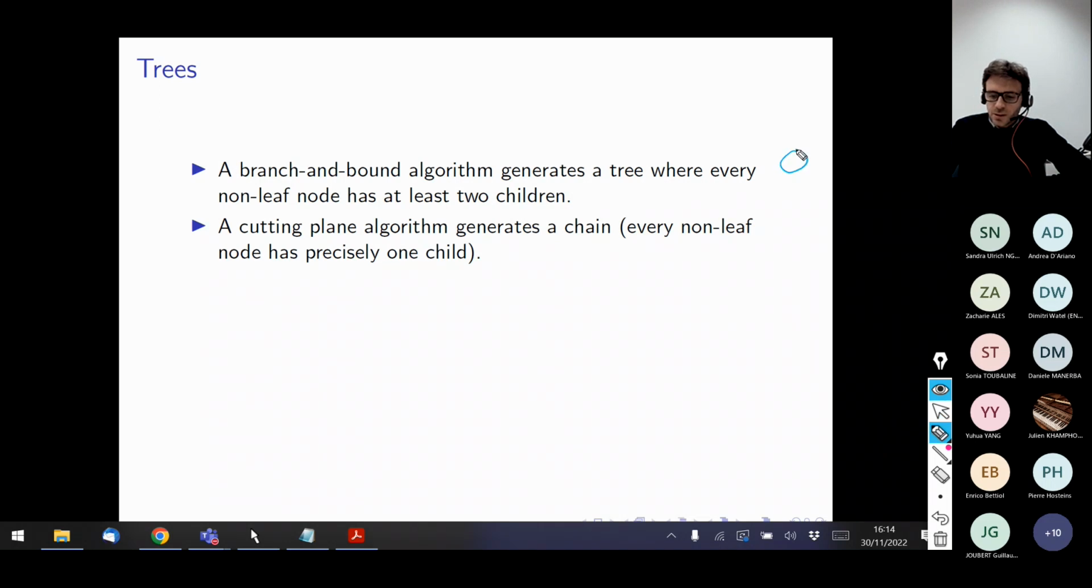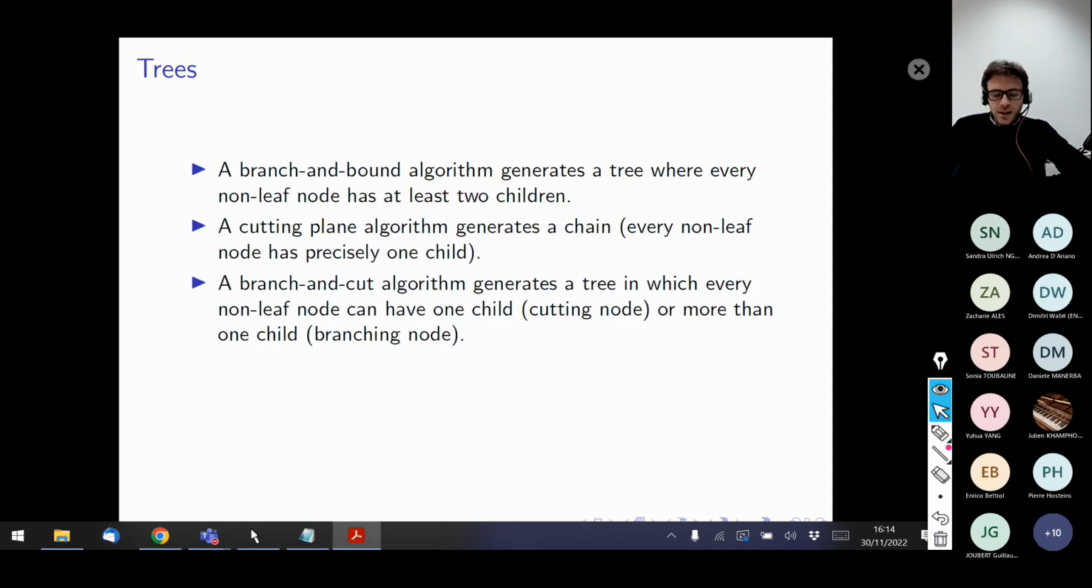So you can take the root node, that given relaxation, then you apply a cut, you get a smaller set, then a smaller set, and you can depict this with a very, very degenerate tree, which is just a chain path. This is useful because then you can say that branch and cut can also be depicted by means of a tree. In this tree, you have some nodes that have more than one child.